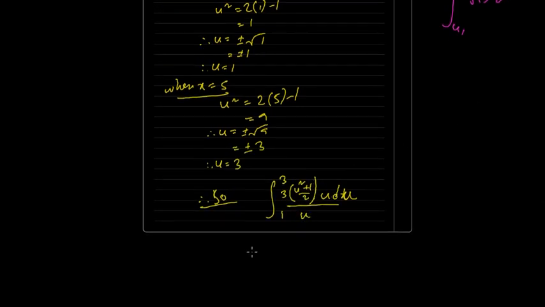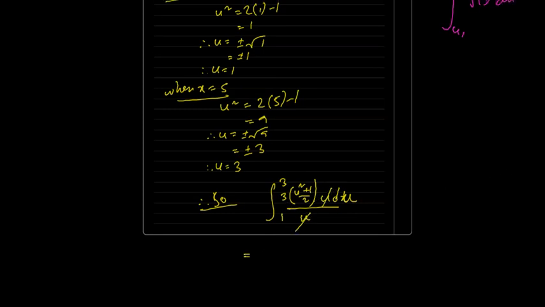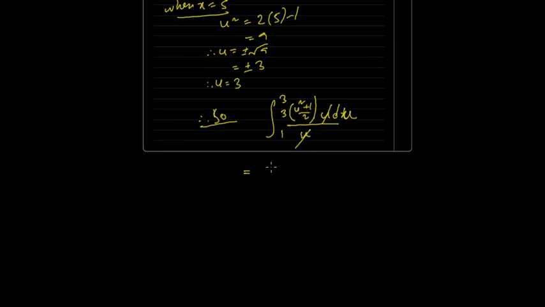Okay, now we can integrate this, and this u cancels off. If I bring this constant, this is from 1 to 3, and this is 3 by 2 times u square plus 1 du. So this is u square plus 1 by 2. I just take the 2 outside, and I can bring the constant outside. It's a good idea to bring the constant outside the integral. So u square plus 1 du.